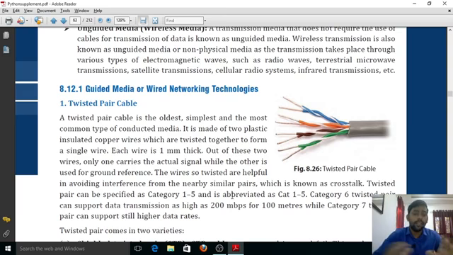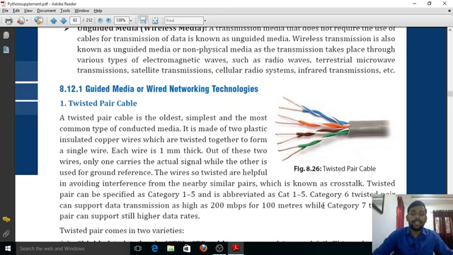And here in electronic communication, it's called crosstalk. That simply we can call as disturbance. So twisted pair can be specified as category 1 to 5, or Cat 1 to 5, it's called.